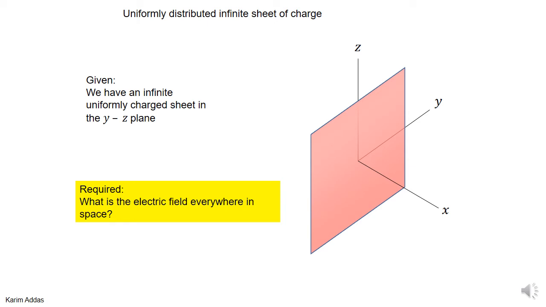We want to try to find the electric field due to an infinite sheet of charge. So imagine this sheet exists in the YZ plane and it extends to infinity in every direction. And we want to find the electric field at any point along the x-axis, which is perpendicular to the sheet.